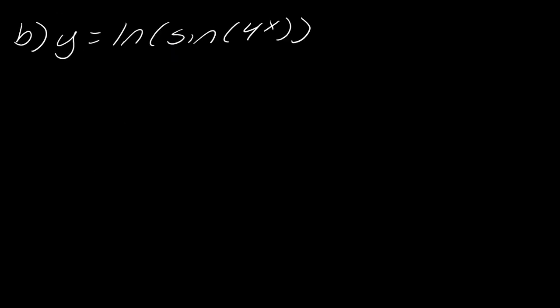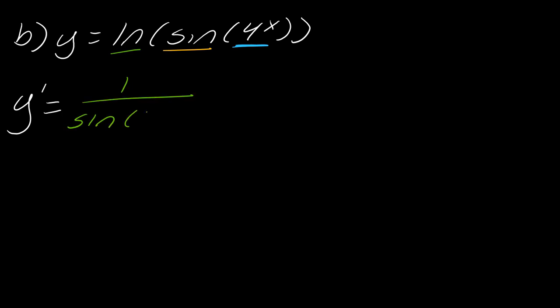Okay, so for b here, I have the natural log of sine of 4 to the x. Once again, we might want to use the chain rule, and we'll just identify. The outermost function is the natural log, the next function is sine, and the innermost function is 4 to the x. If I take the derivative of this, the derivative of the natural log of x would be 1 over x. Now in this case, it'll be 1 over all the inside stuff. Actually, I'll color code here. 1 over sine of 4 to the x, okay?